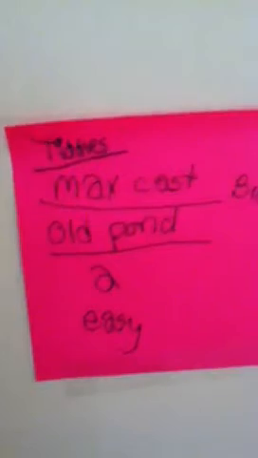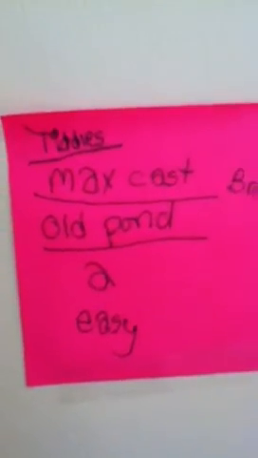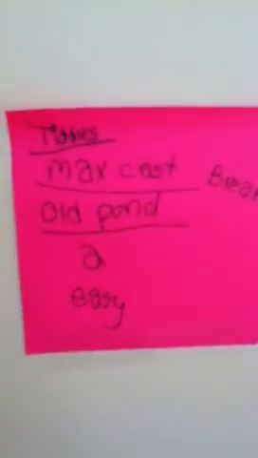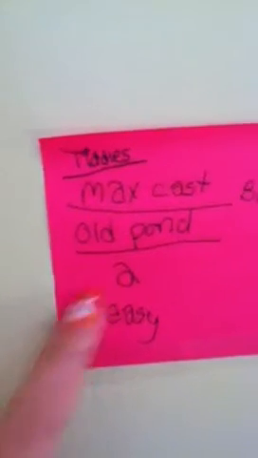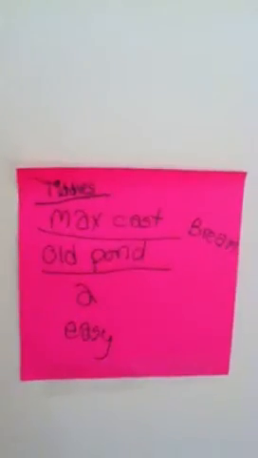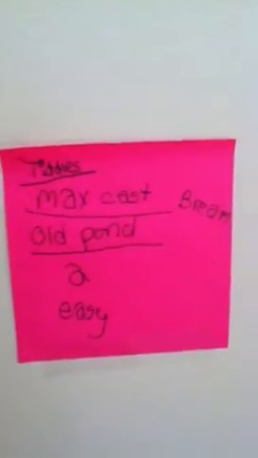Tittles. Tittles is a bream. You go to the Max Cast at the Old Pond. He's a 2, and he's pretty easy. Oh, I didn't write down what bait for most of these fish. But I'll have to write this down. I think this is a worm, I think. But I'll post and tell you guys exactly what bait.